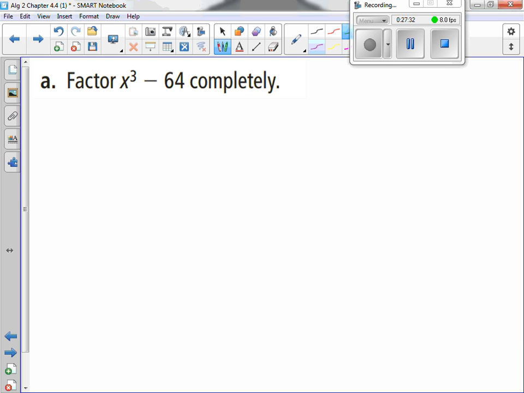So let's factor this one here. So we need to see, are x cubed and 64 perfect cubes? Well, let me actually do the cube root, not square root, cube root. Well, the cube root of x to the third is x, the cube root of 64 is, I don't know how to do this cube root.